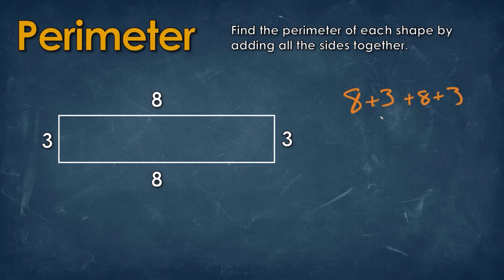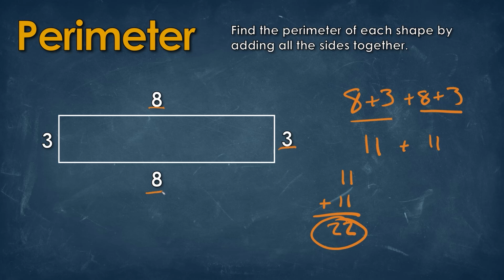Well, we can simplify it. We can add these two numbers first. 8 plus 3 is 11, and the other 8 plus 3 is 11. So now let's add 11 plus 11. If we add the first two numbers in this column, that's going to be 2. And then 1 plus 1 is 2. So the answer, or the perimeter of this object, is a total of 22. It is the addition of each one of these sides.